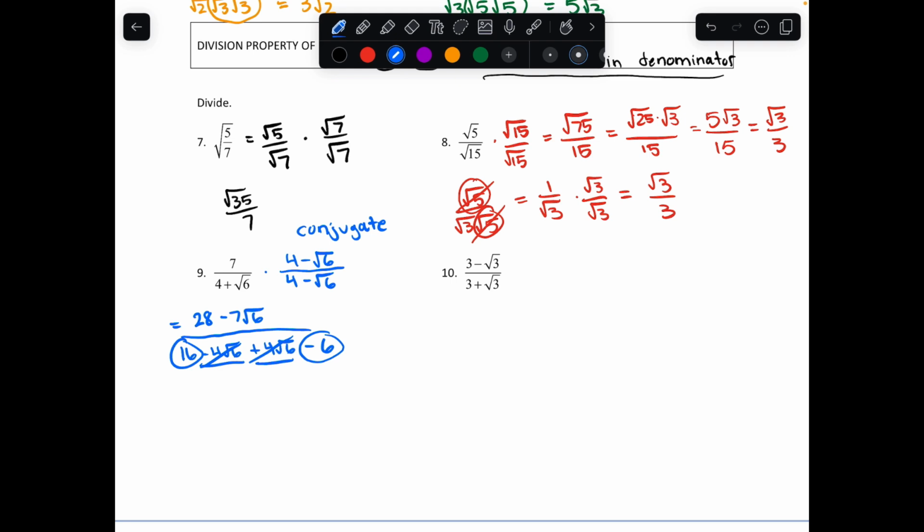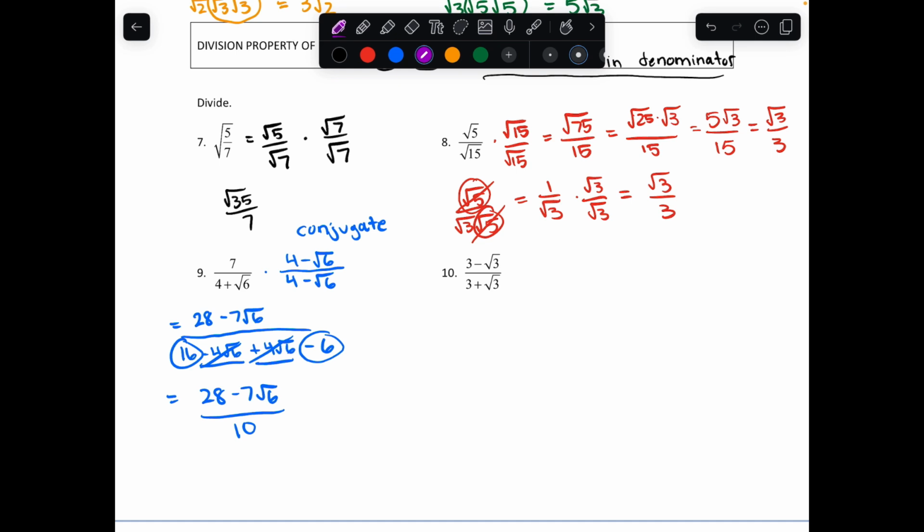So now we can further simplify everything. So what do we have? We have 28 minus 7 square root 6 divided by 16 minus 6, which is 10. So our final answer is 28 minus 7 times the square root of 6, divided by 10.